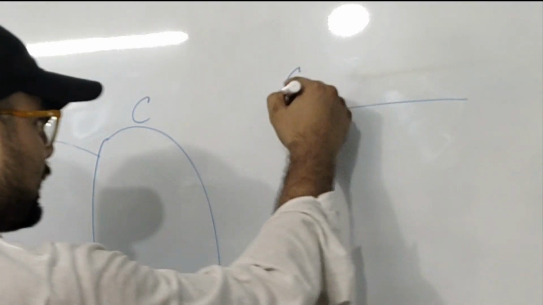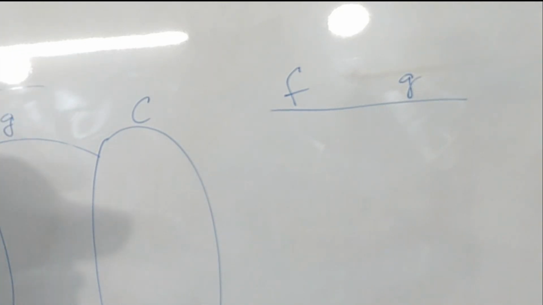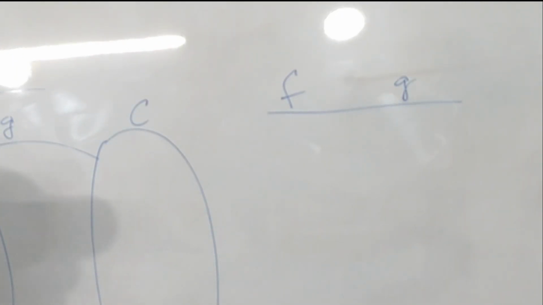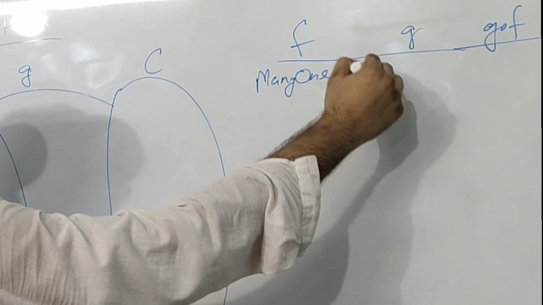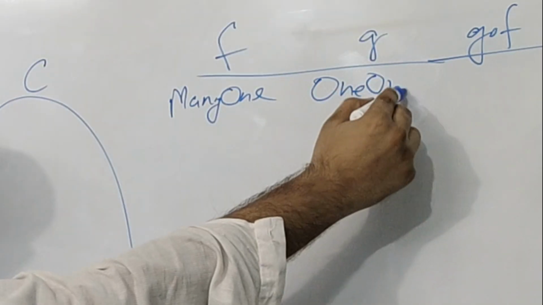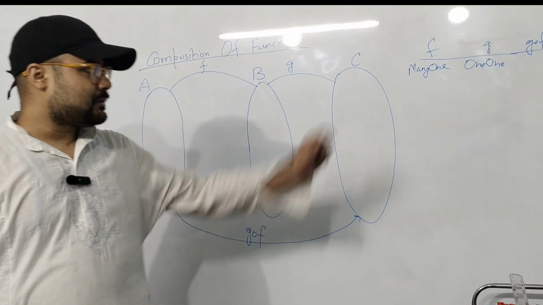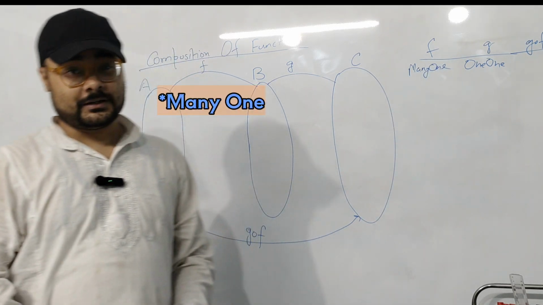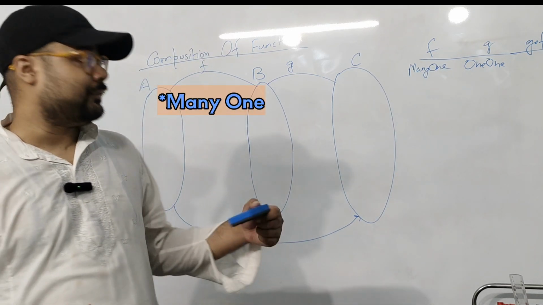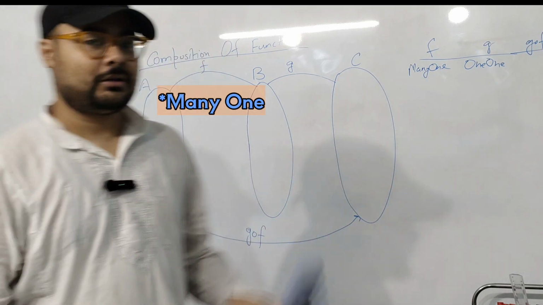So you have F here and you have G here, and based on F and G, what the GOF will be. Like in the last example, F was many-one and G was one-one, and the GOF turned out to be one-one. But is it universal? Will this happen all the time? Let's see.